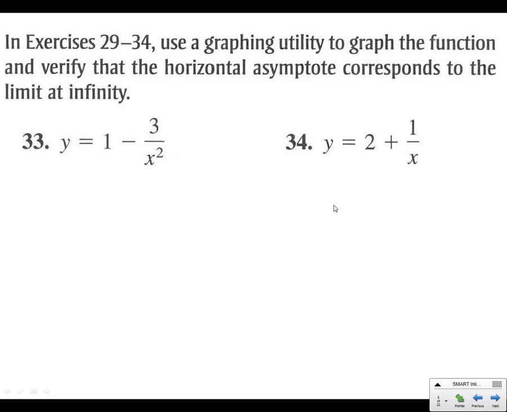How about 34? 2 plus 1 over x as x goes to infinity. So this is 2 plus 0, which is just 2.